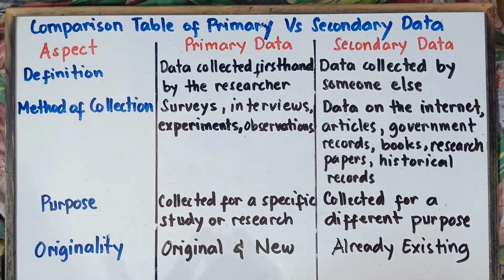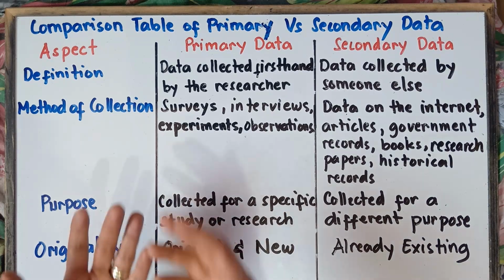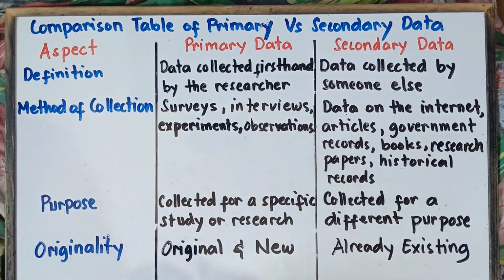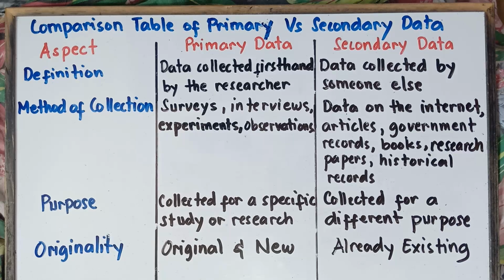Those are collected firsthand. You as the researcher gather data based on the surveys, based on your interviews, based on your experiments. Those pieces of information that you gathered, you call primary data. I hope it is clear for you class with regards to primary data. Those are original and new data.